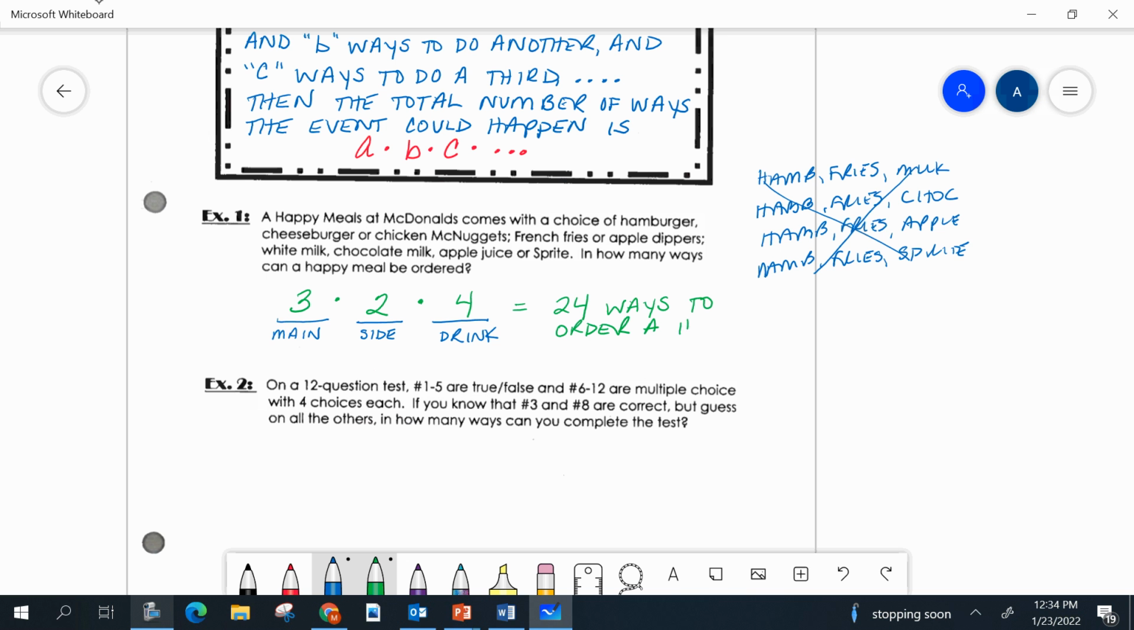Which is sometimes maybe why when you go to McDonald's and you see people ordering and they're having trouble figuring out what they want to order, it's only because they have so many different choices. 24 ways to order a Happy Meal. So I think what you're going to see right off the bat is this is not a very difficult mathematical concept per se. It's more just kind of read it, problem solve it, figure out what we want to multiply.